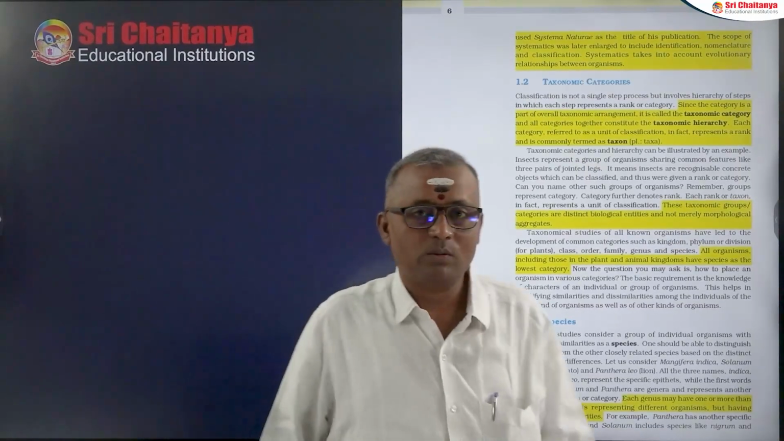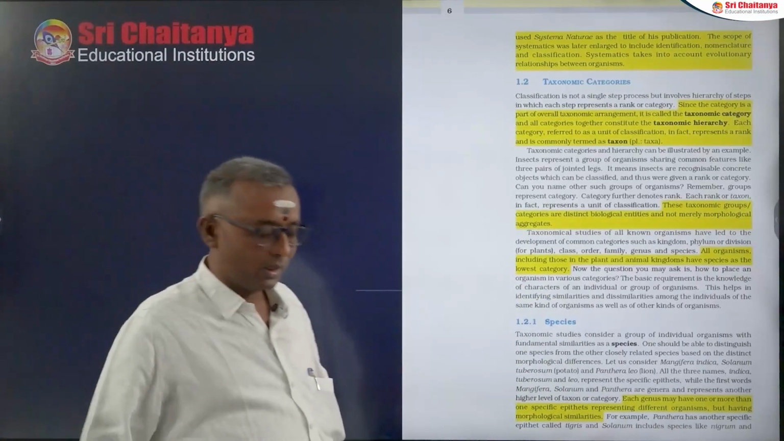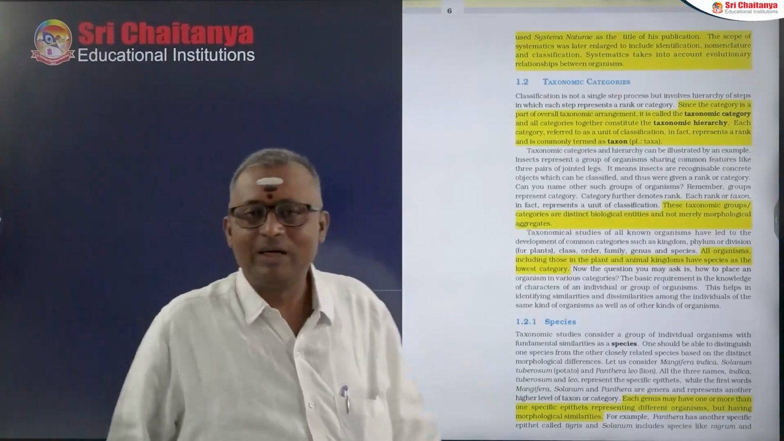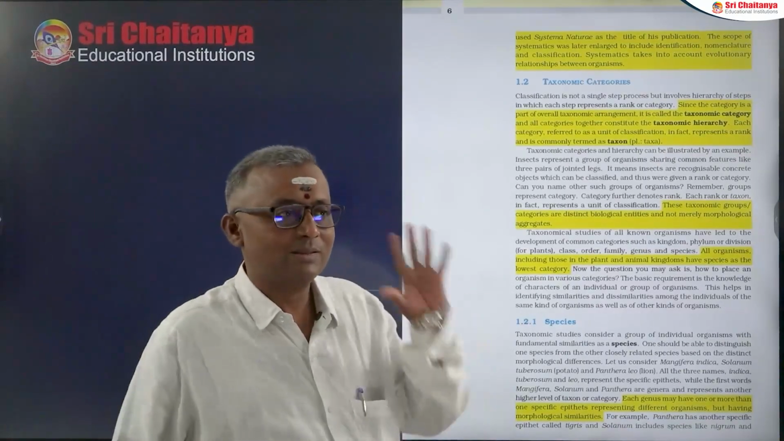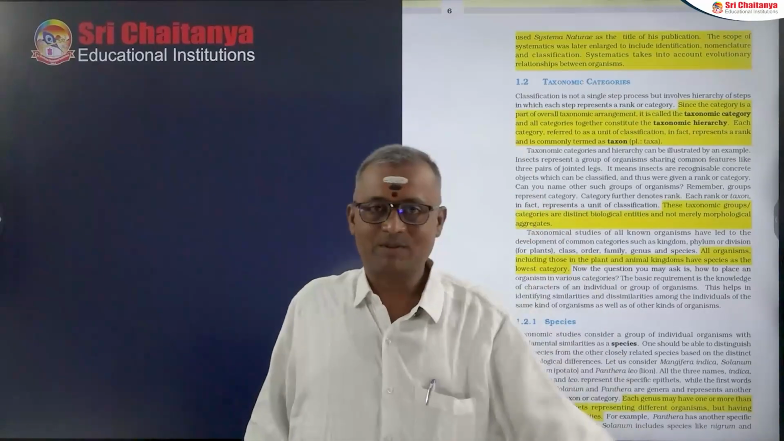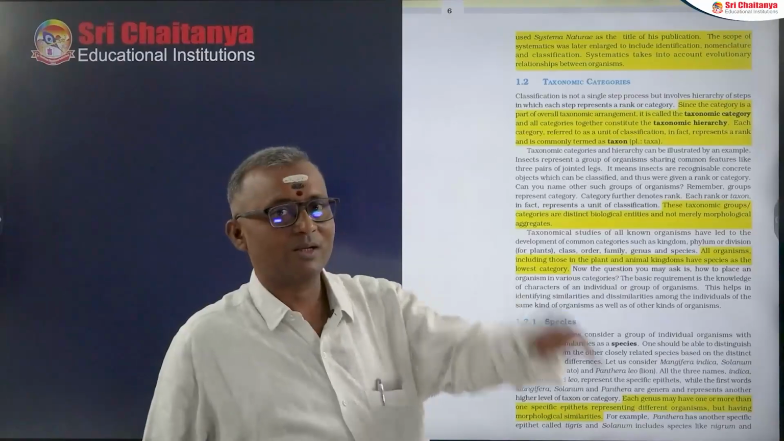Now, let us go into the taxonomic categories. This is another important topic in this chapter. So, classification, as you know, is not a single step. It includes a hierarchy of steps. Here, most of the students get confused. What is this hierarchy of steps?